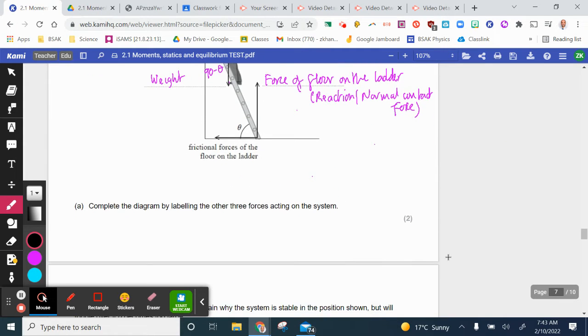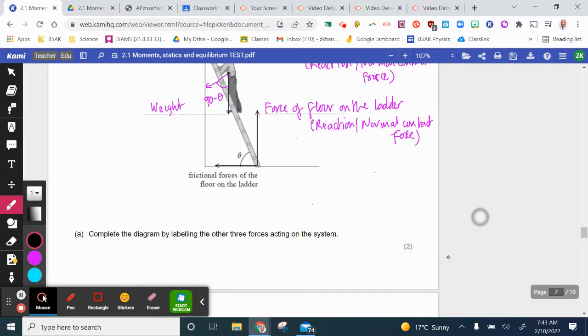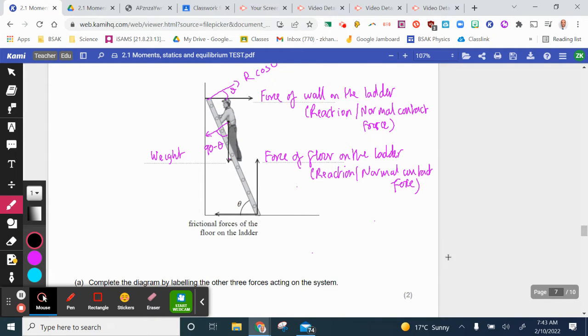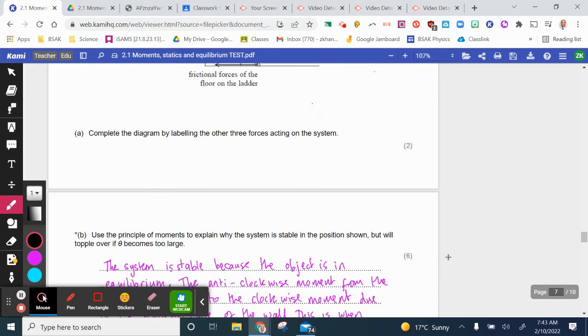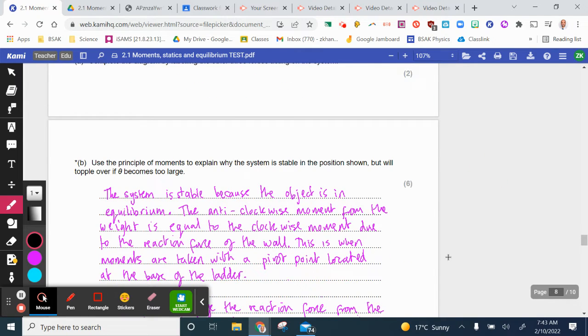Now complete the diagram by labeling the other three forces acting on the system, which we have here. That's 1 mark for these two and 1 mark for that. Part B: use the principle of moments to explain why the system is stable in the position shown, but will topple over if theta becomes too large.